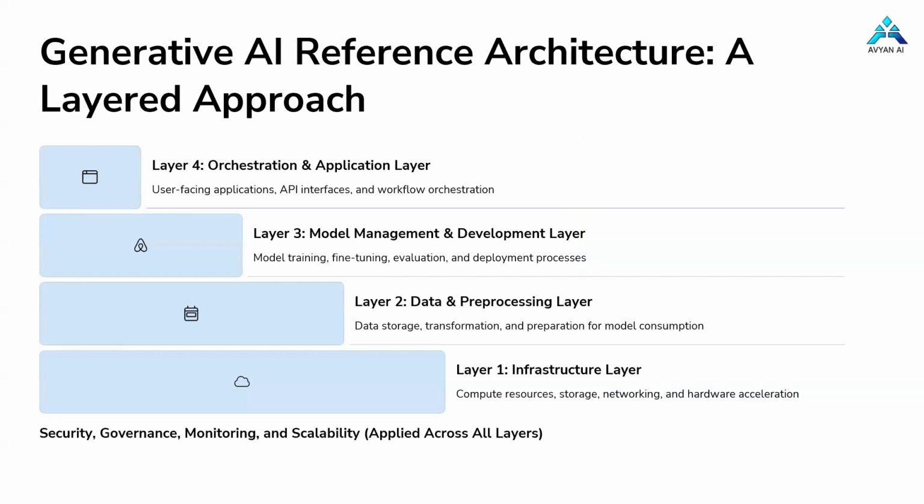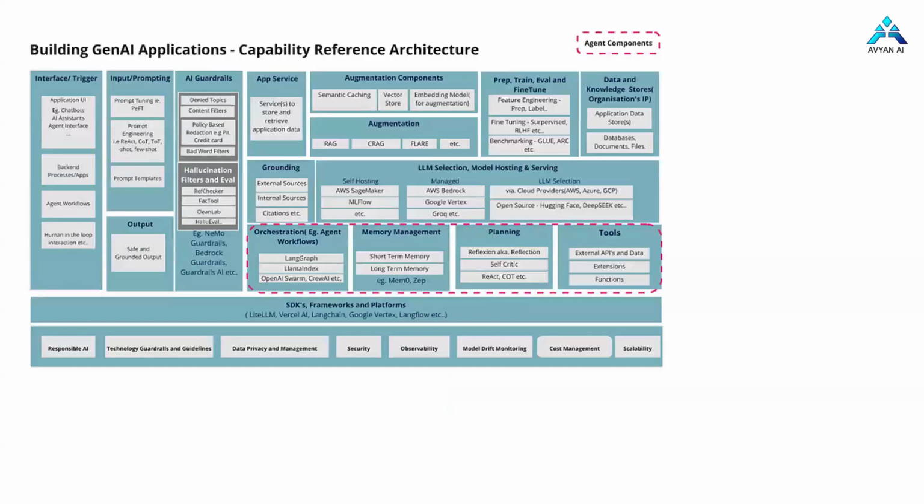This is what I am calling a layered approach. Four layers. Generally for any of the enterprise applications, these are the four layers that are required: one is the infrastructure layer, then the data processing layer, then the model management and deployment layer, and the orchestration layer. This is a layered approach for any GenAI application. But the capability reference architecture is, if you want to build an enterprise grade application, what are the things that are required?